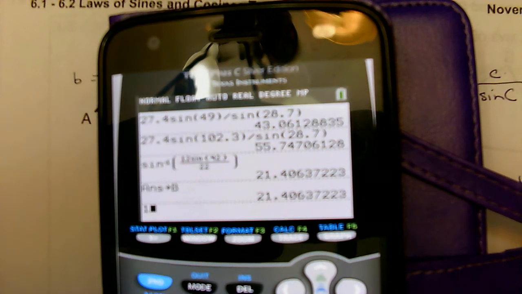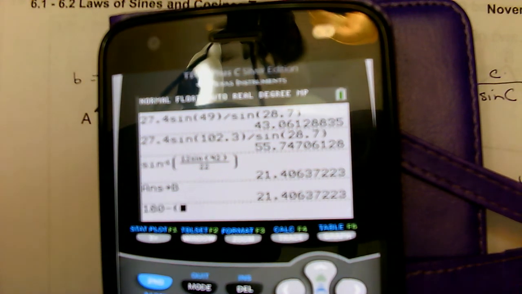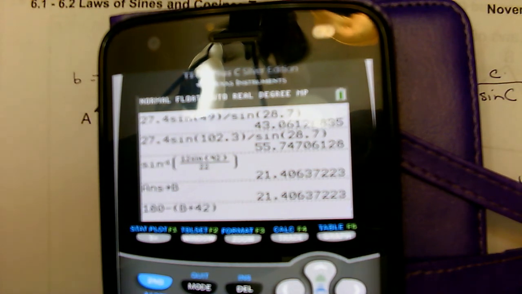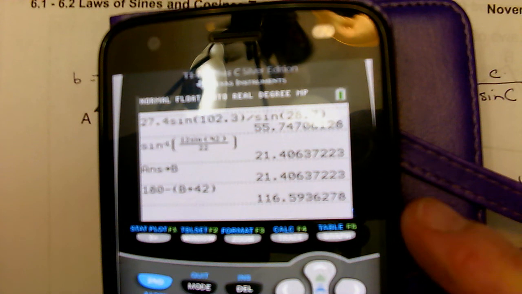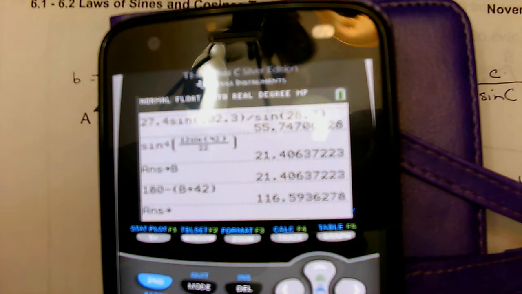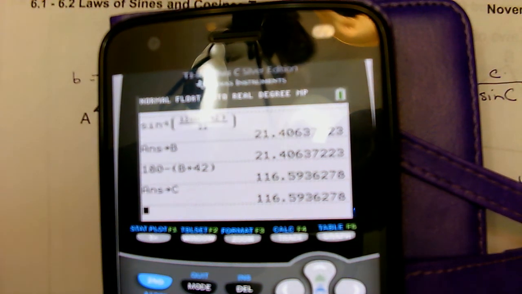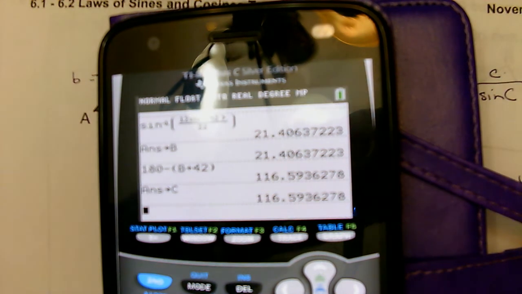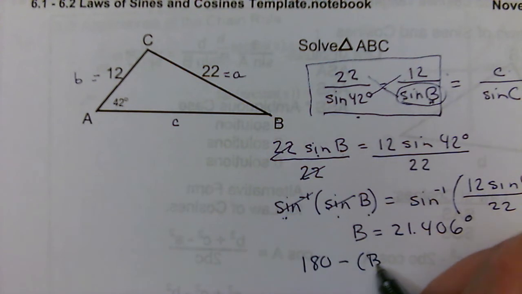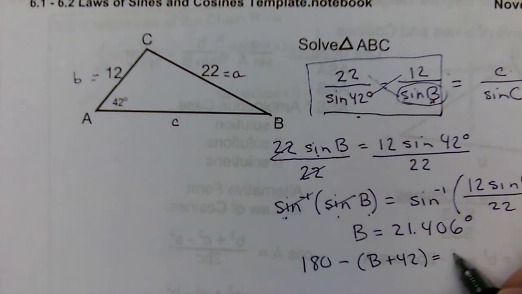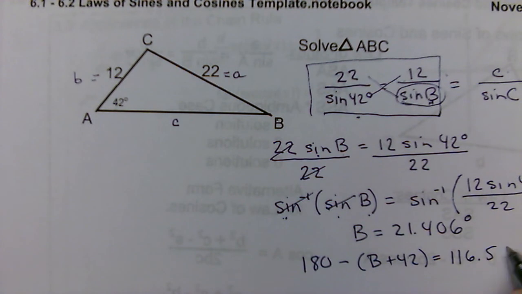And then I'm going to do 180 minus angle B plus the 42 degrees. And that gives me 116.594. I'm going to store that into C. So again, when I need to use it later, I'm using a non-rounded version. So I did 180 minus B plus 42, and that gave me 116.594 degrees for angle C.